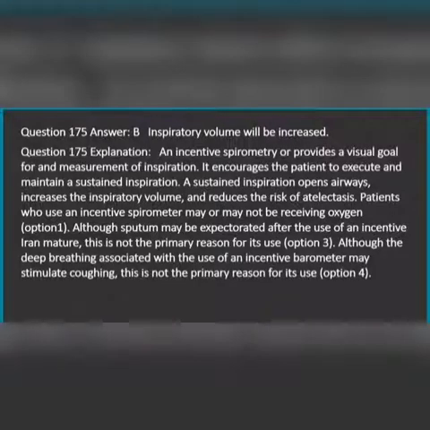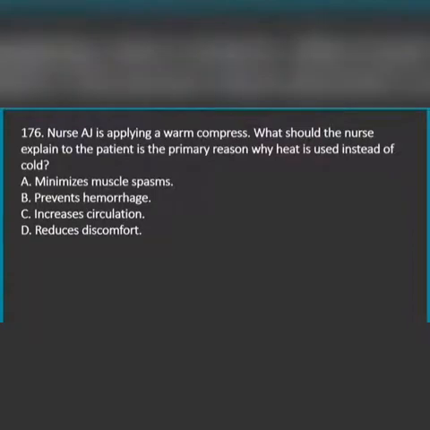Although sputum may be expectorated after the use of an incentive spirometer, this is not the primary reason for its use. Option 3. Although the deep breathing associated with the use of an incentive spirometer may stimulate coughing, this is not the primary reason for its use. Option 4.